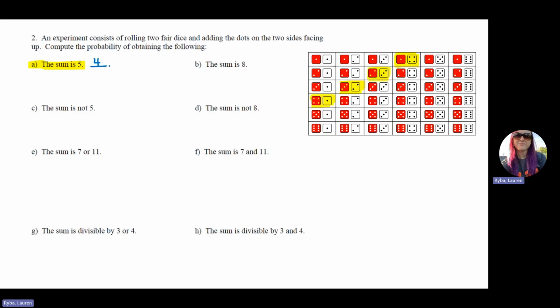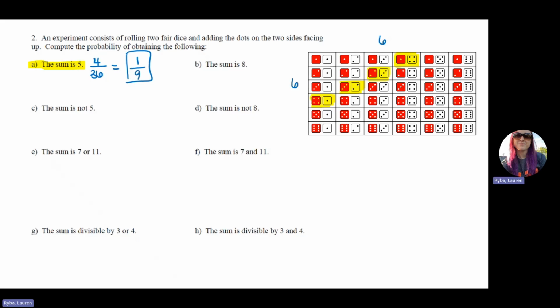Well, how many are there total? We have 6 rows or 6 options for the first die times 6 columns or 6 options for the second die for a total of 36. Now these are both even and actually both divisible by 4. So I can reduce this one because 36 divided by 4 is 9 and 4 divided by 4 is 1. So final answer, you have a 1/9 chance of getting a sum of 5.